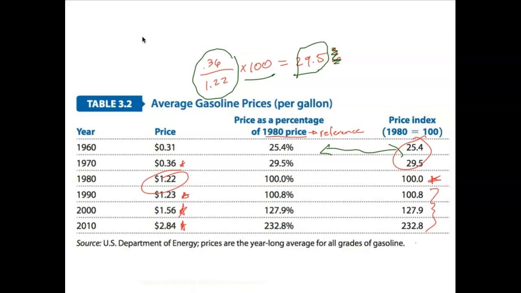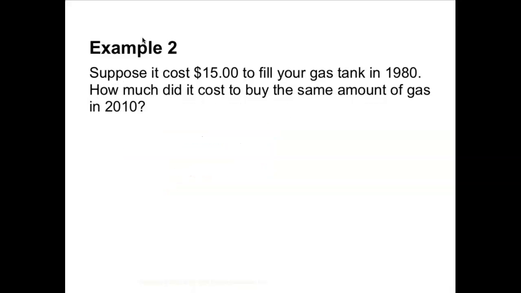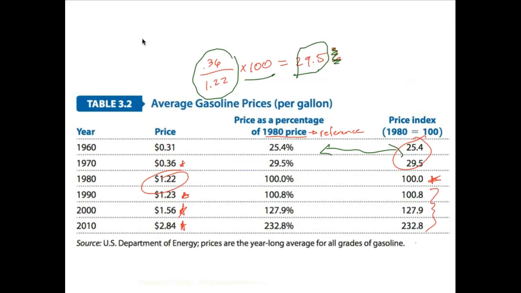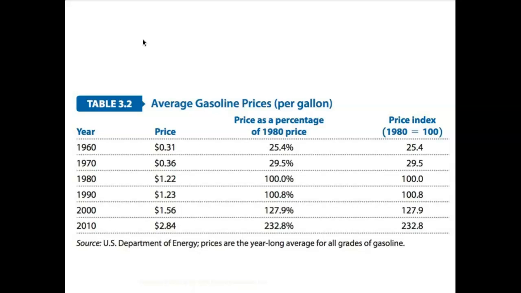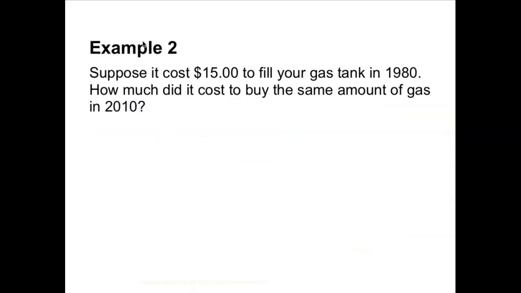The price index, okay, so I'm sorry. It cost $15 to fill your gas tank in 1980. How much did it cost to buy the same amount of gas in 2010? Since 1980 is already our reference value, these price indices are all with reference to 1980. So if I look at the 2010 price index, we have 232.8, right? Basically, gas costs 232.8% of the 1980 price. So what I can do is just use that index.